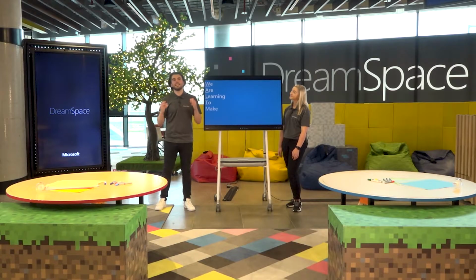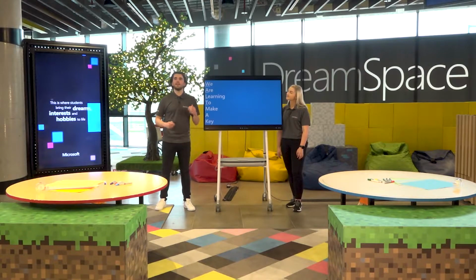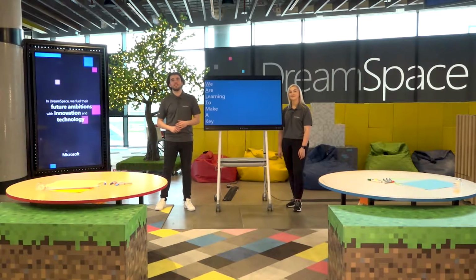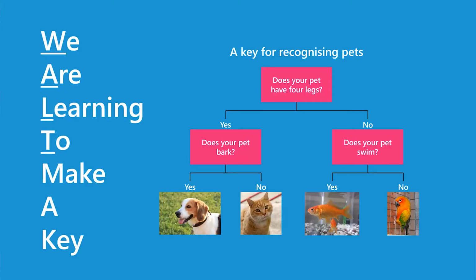And this isn't exactly a key that you'd use to unlock a door. This is a new type of key. A key that can identify a whole lot of different things just through a series of yes or no questions. Let's look at a quick example. We have a key here for recognizing pets.